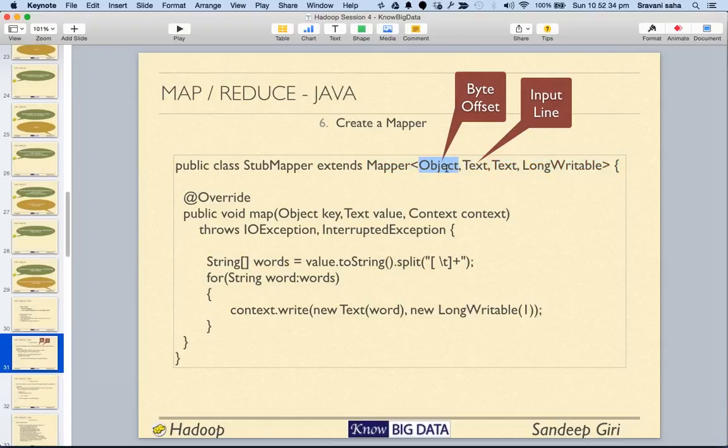So the first one is the input key, whose data type is object, and the value is text. Input is the input line, basically this is the input data. These two are the data types for the input of the mapper, and the second part is the data type of the output of the mapper.